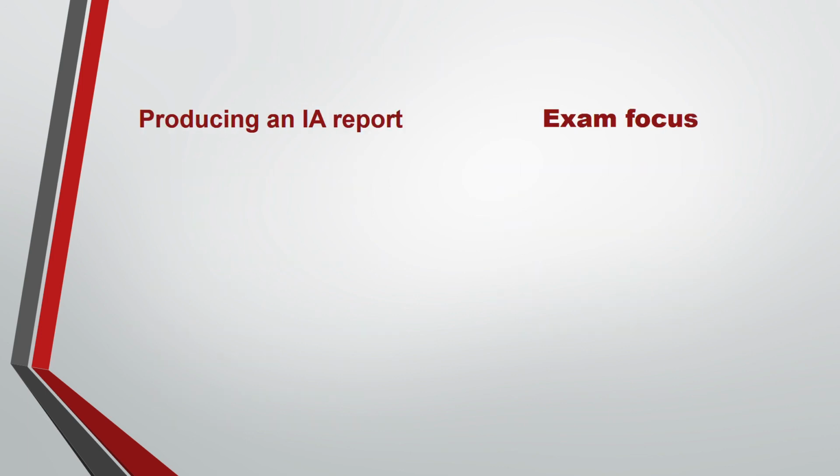Now let us go to the producing of an internal audit report. So this is the last part after you have checked everything. Now you have to make a report. Just because you are doing an internal audit does not mean you don't have to make a report. You have to make a report. You have to submit this report to the audit committee. This is very similar to a report to management.